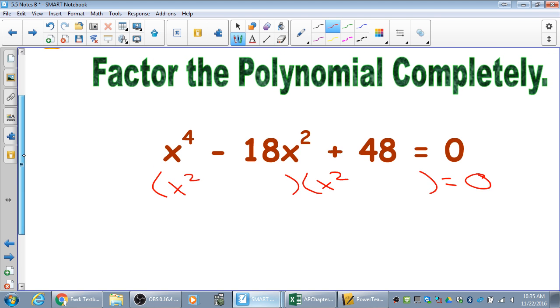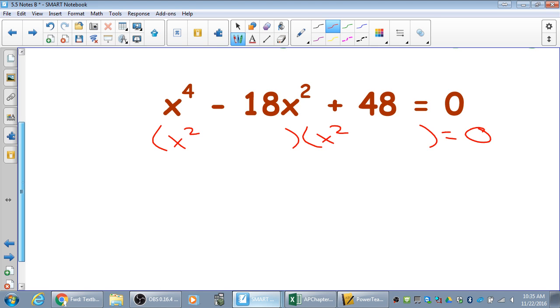It says factor the polynomial completely. I know what to do when it's not factoring. Let's exhaust all possibilities. 1, 2, 3, 4, 6 and 8, right? So then it's 4 and 12, 3 and 16, 2 and 24, and then 1 and 48. I don't think any of those add up to 18.